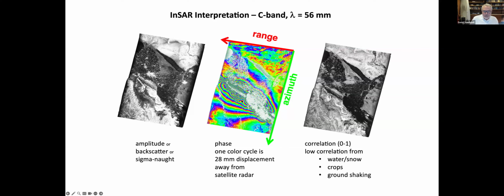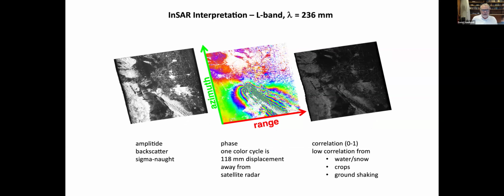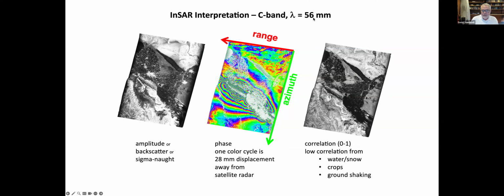The color cycles here, you get one cycle every 28 millimeters in this case, and that's half of the wavelength of the radar. So how this interferogram looks depends a lot on the wavelength of the radar. There's C-band that we'll mainly be using, but there's also L-band coming along. Here's an L-band example. And also, when we talk about orbits, this is a descending track here. It's going from northeast to southwest, but you can also have an ascending track.